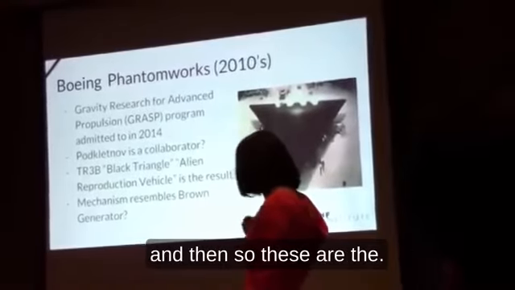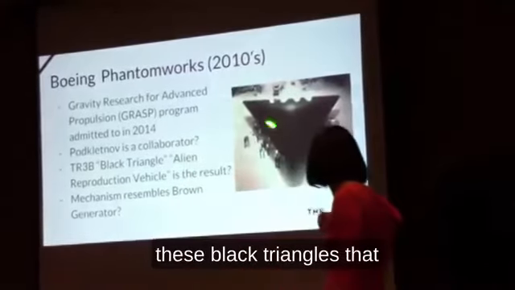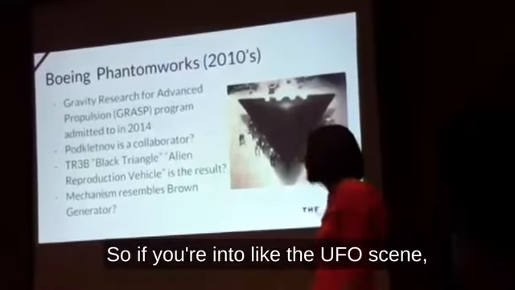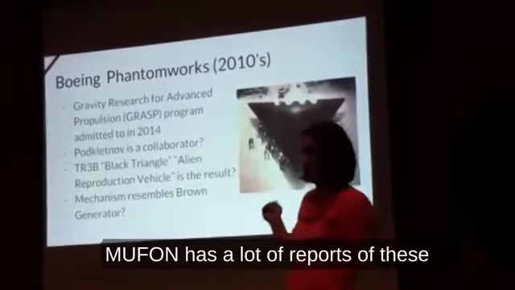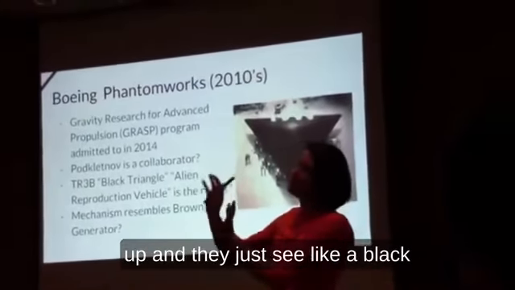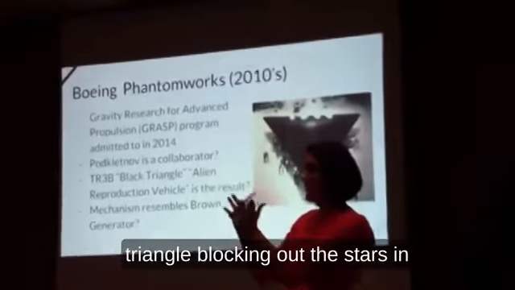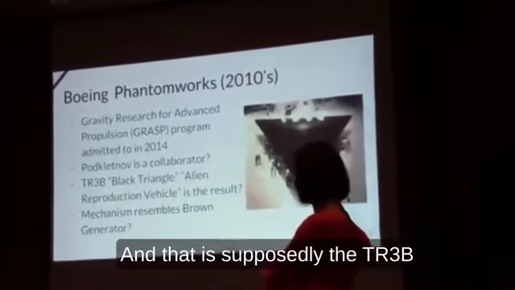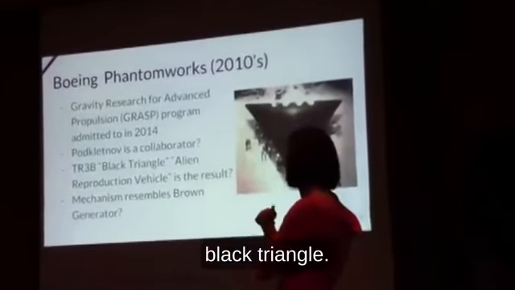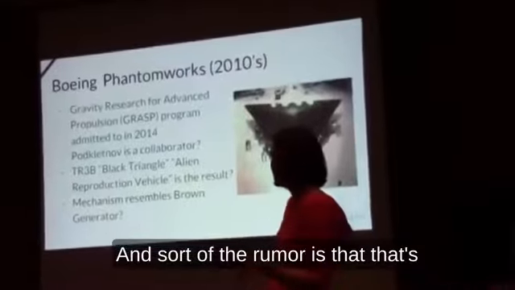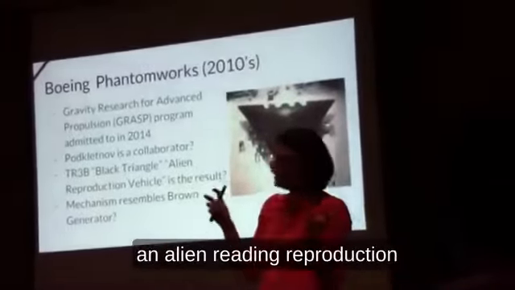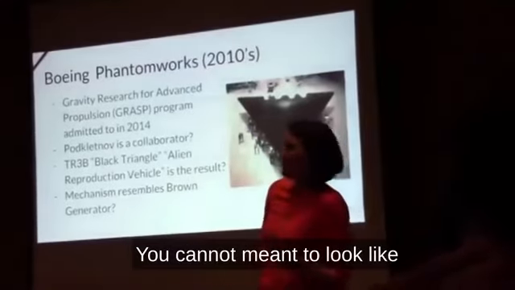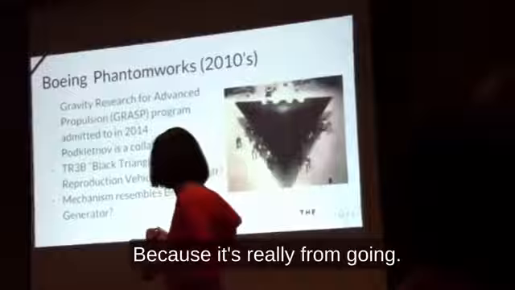And so Phantom Works is where you get these black triangles that people talk about sometimes. If you're into the UFO scene, MUFON has a lot of reports of these black triangles, where people look up and just see a black triangle blocking out the stars in the sky. There's a lot of reports of things like that. That is supposedly the TR3B black triangle. And the rumor is that it's what you call an ARV, an alien reproduction vehicle, which is meant to look like a UFO, but isn't really one because it's really from Boeing.